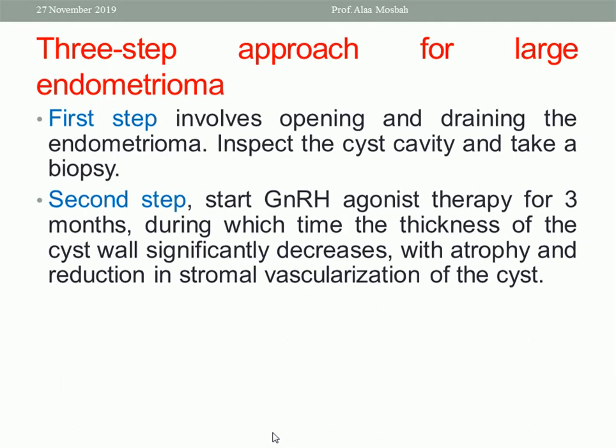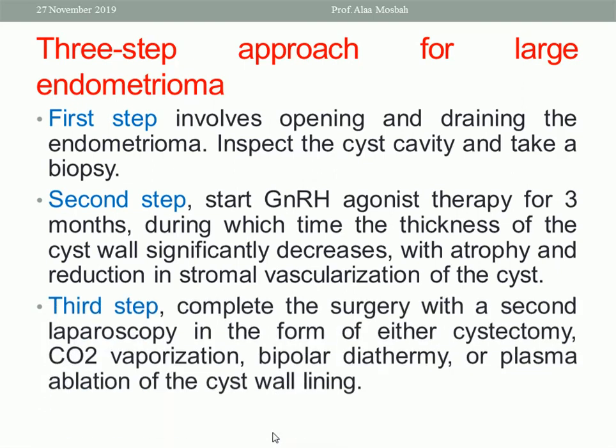During which time the thickness of the cyst wall significantly decreases with atrophy and reduction in stromal vascularization of the cyst. So I started by operation, just drainage and inspecting the cyst cavity. Then, to be sure there is no suspicious lesion, I took a biopsy for histopathology. Then I ended the operation. Then I gave medical therapy, GnRH agonist, for 3 months.